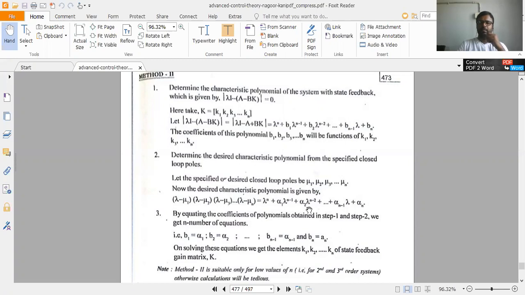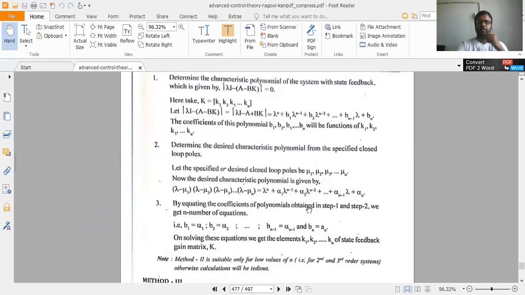On solving these equations, we are able to get the elements of the state feedback gain matrix K. Why? Because the coefficients of the characteristic equation v1, v2, v3 are nothing but functions of k1, k2, k3. So on solving the equations from point 3, we are able to find the elements of the state feedback gain matrix K.